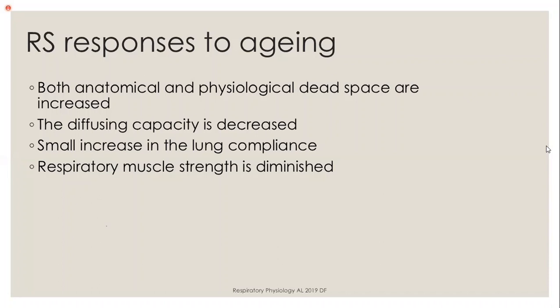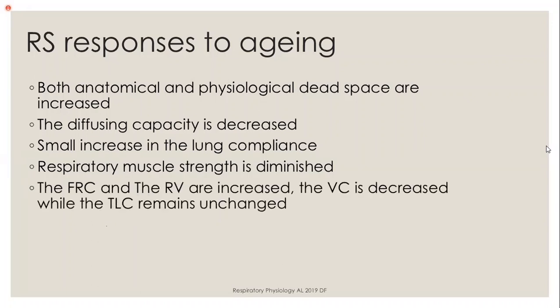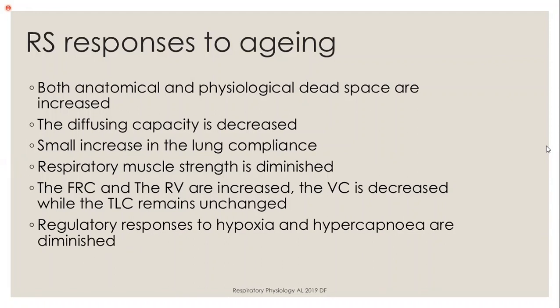And the respiratory muscle strength is diminished with aging, and as a result, the lung volumes and the capacities are reduced. The functional residual capacity and the residual volume are increased, and the vital capacity is reduced while the total lung capacity remains unchanged in these people. Also their regulatory responses to hypoxia and hypercapnia are diminished due to aging. So those are some of the respiratory responses to aging.